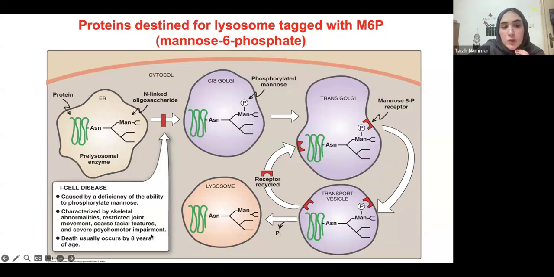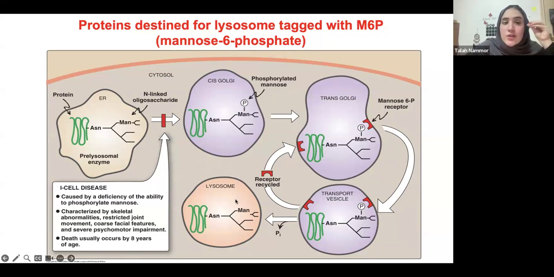Severe psychomotor impairment, we said most of them are going to have problems in their brain, mental retardation, they can be very aggressive and so on. And all of this is due to the accumulation of the glycosaminoglycans. Okay? Usually we said they don't live very long, so they usually die by the age of 8 years. They can't live more than 8 years. That's for I-cell disease.